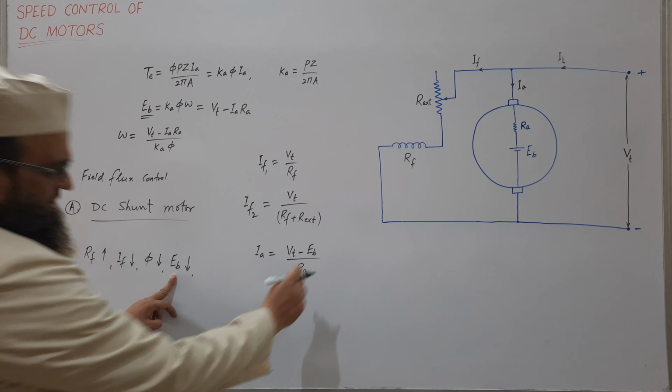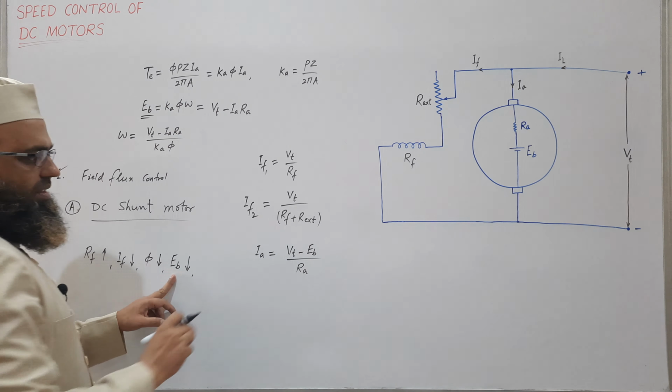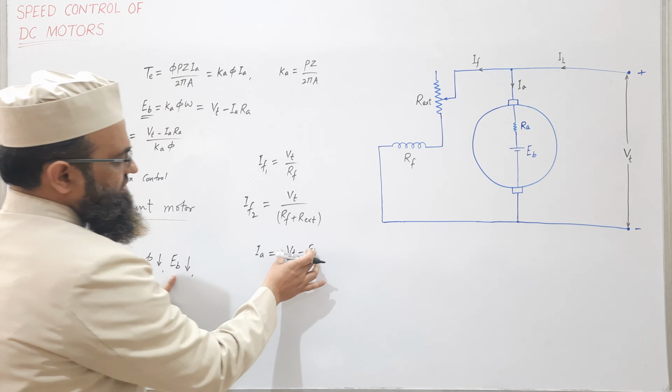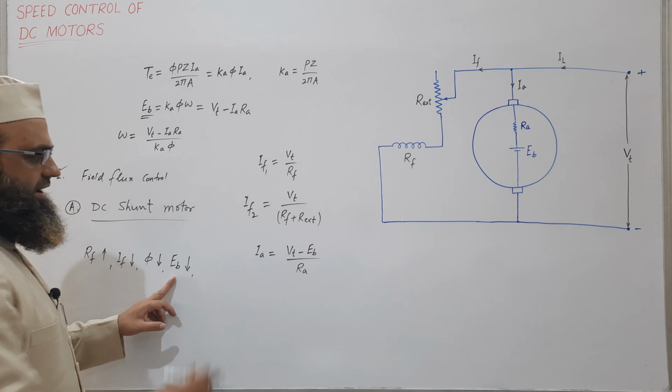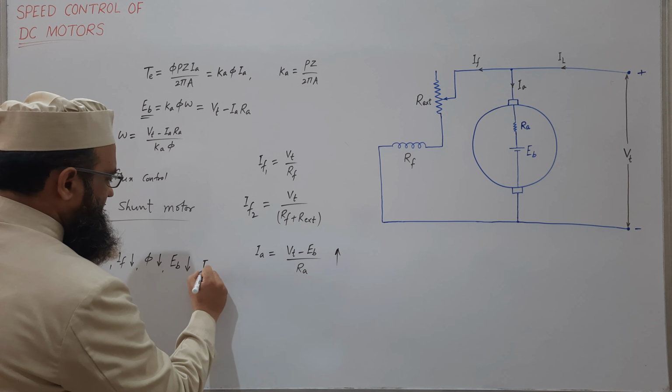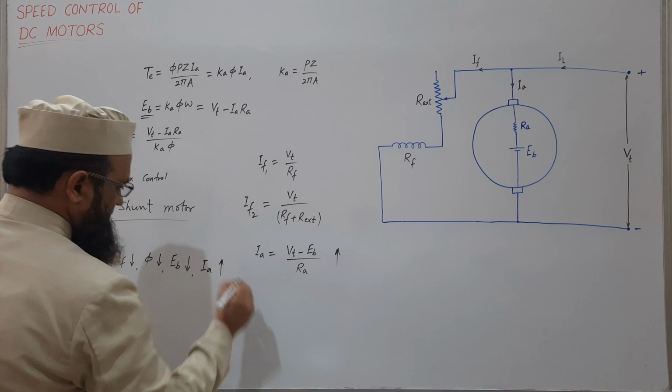So as EB is decreasing, Vt is maintained constant. So this difference is increasing. It means IA will increase. So IA will increase.